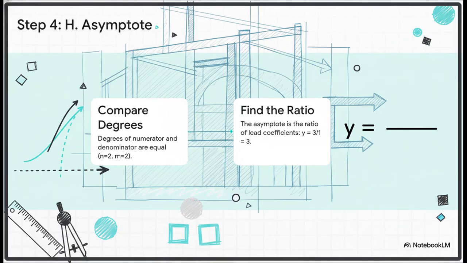All right, time to figure out the boundaries. We look back at the original equation. The degree of the top is 2, and the degree of the bottom is also 2. Hey, they're equal. That means we use our equal degrees rule. We just take the ratio of the leading coefficients, which is 3 divided by 1. So, our horizontal fence goes right at y equals 3.